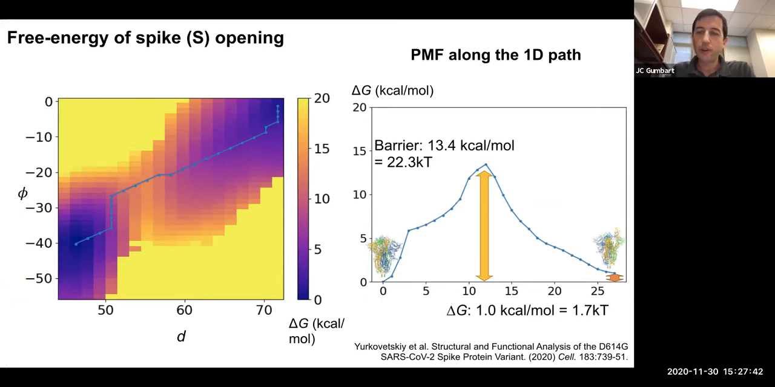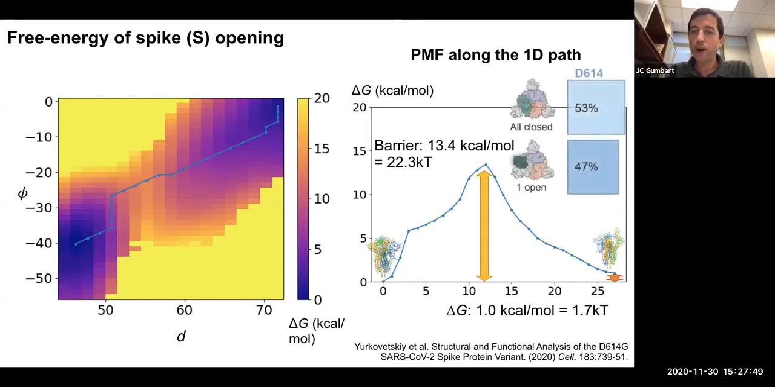We don't have a lot of experimental data to compare against, but at least from populations in cryo-EM images, they think for this variant that we simulated, there are about equal populations of closed and open. And so that would tend to suggest that the free energy difference between the open and closed is pretty minimal. So at least we feel pretty good about the number that we got, that it's also pretty similar between the open and closed states.